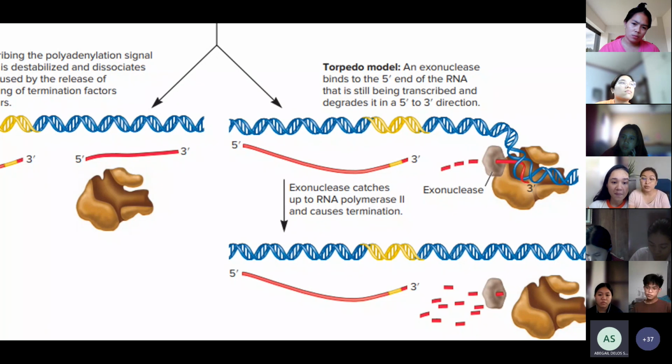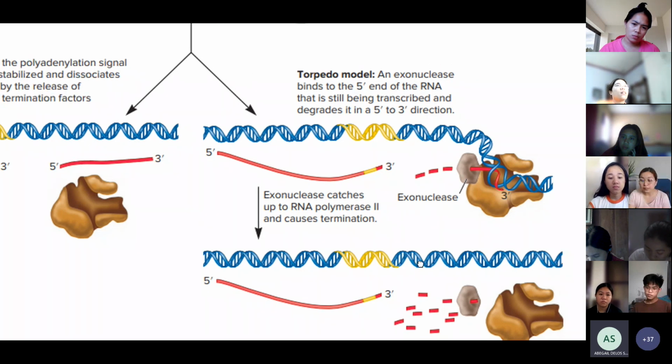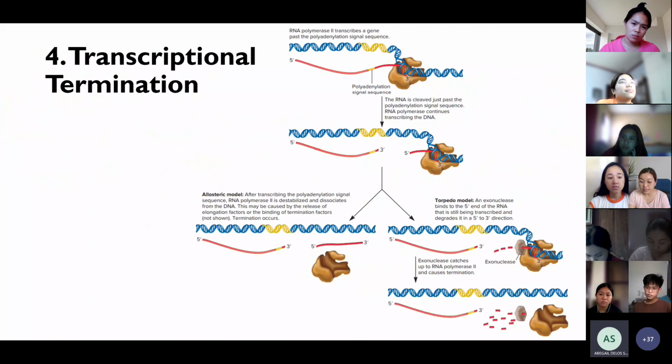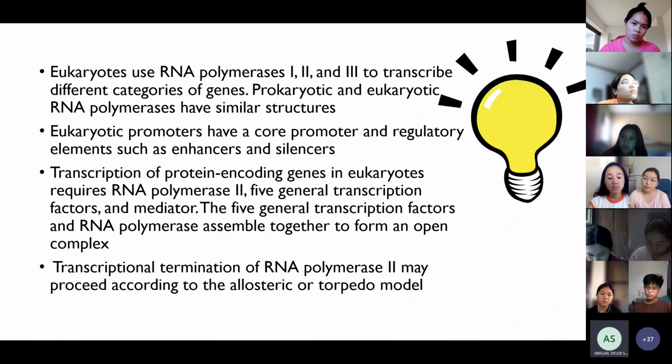There is evidence that points to these two models not being mutually exclusive. Both mechanisms can actually play a role in the termination process. So there is no single specific transcriptional termination for eukaryotes; either mechanism can play a role in termination. We don't have a definite answer even until now. It's up to the scientists who will discover how, or what is the specific process in terminating eukaryotic transcription.